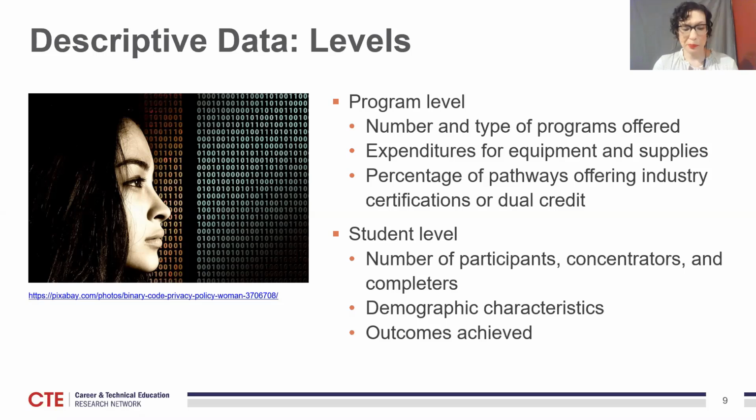concurrent enrollment. On the other hand, student-level data offer insight into individuals served within programs. These may include counts of the number of students who participate in, achieve concentrator status, or complete a CTE program or program of study. They also may describe the demographic characteristics of students. For example, students' gender, race, ethnicity, or categories of need. Outcomes that students achieve also may be described, such as the number of female concentrators, like Kathy said, who graduate from high school within 4 years of entering the 9th grade.